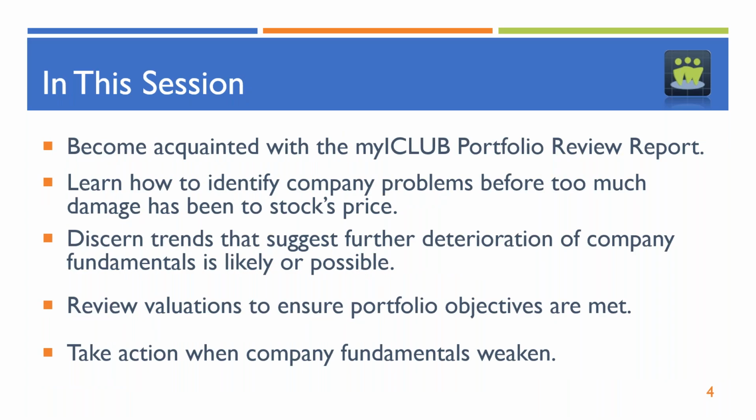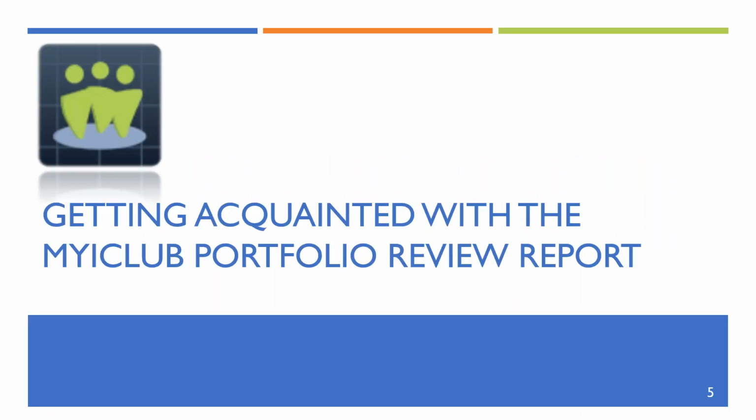Tonight, we're going to be taking a look at this myICLUB portfolio review report and demonstrate how it can help you to identify company problems before too much damage is done to your stock's price. It will help you discern trends that suggest when it might be prudent to buy, sell, or hold a particular security. It will help you to make sure that you're meeting your portfolio objectives, and also help you to take action when fundamentals are weakening in your particular company.